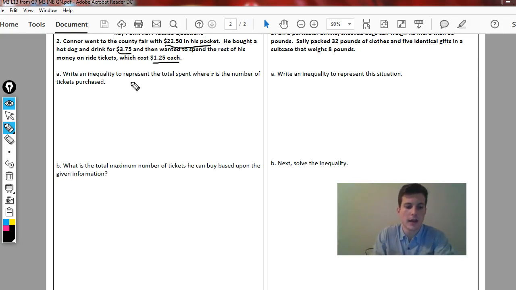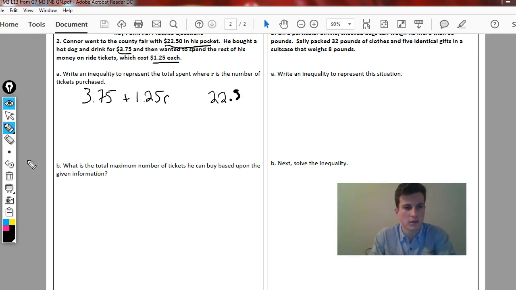Great, so you should have something like this. We know that he's going to spend $3.75 on the hot dog and the drink, and he's also going to spend an additional $1.25 for every ride ticket, so we can multiply that by R. And then over here on the right side, I know that he only has $22.50 to spend. That's all the money in his pocket.